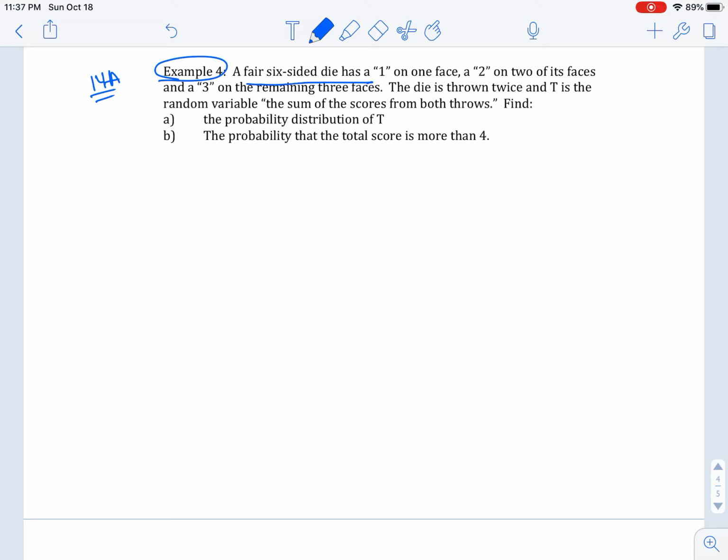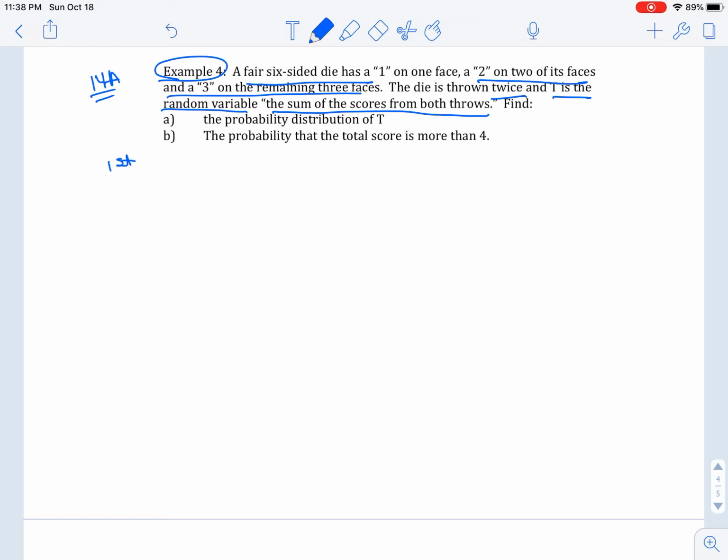A fair six-sided die has a 1 on one face, a 2 on two of its faces, and a 3 on the remaining 3 faces. The die is thrown twice, and T is the random variable that stands for the sum of the scores from both throws. We want to find the probability distribution of T. On a problem like this, where two things are going on and we have to find probabilities of various things, a tree diagram is probably the easiest.